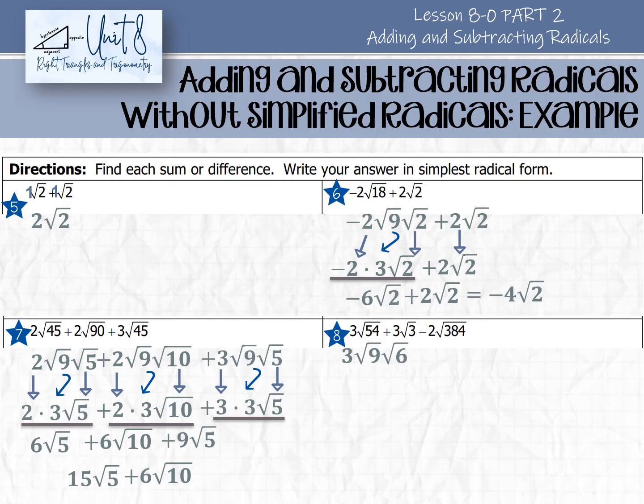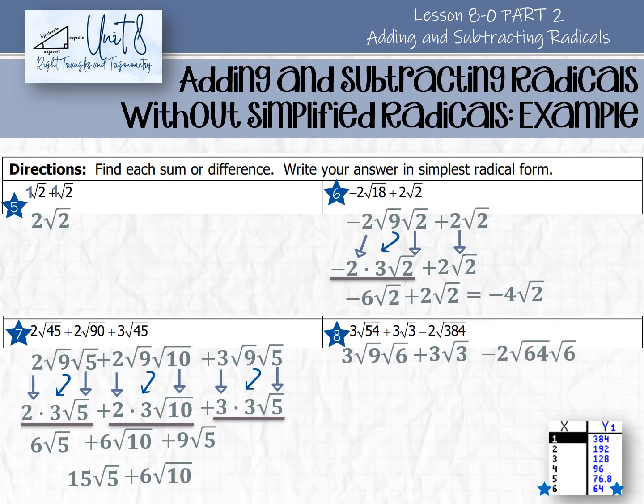So we broke up the square root of 54 into the square root of 9 times the square root of 6. Just bring that 3 radical 3 along. Now 384, I think we already used that number, actually. Let's see, 384, 64 and 6. So bring down your -2. 64 times 6 is 384. 64 is a perfect square. So we simplified radical 384 into the square root of 64 times the square root of 6.